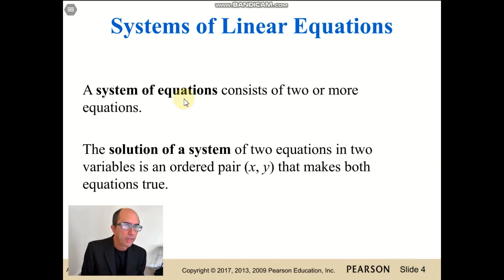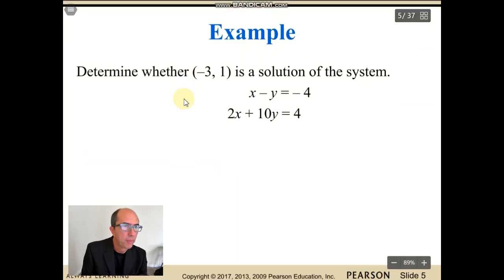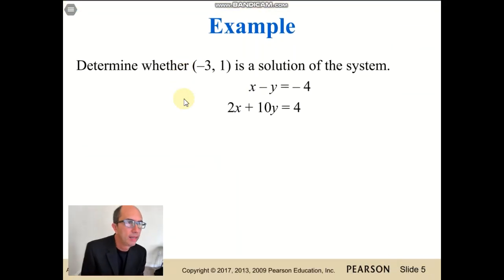A system of linear equations consists of two or more equations, and the solution of a system of two equations in two variables is an ordered pair, x and y, that makes both equations true. Let's have a look at this example. It is asked if the ordered pair -3 and 1 is a solution of the system.